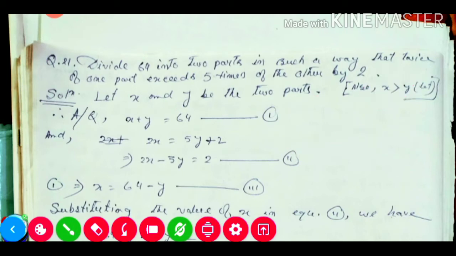And second condition, it is told twice of the bigger part, this one is our first part, 2x. That time it will be 5 times of the smaller number. See, twice of one part exceeds 5 times of the other by 2.